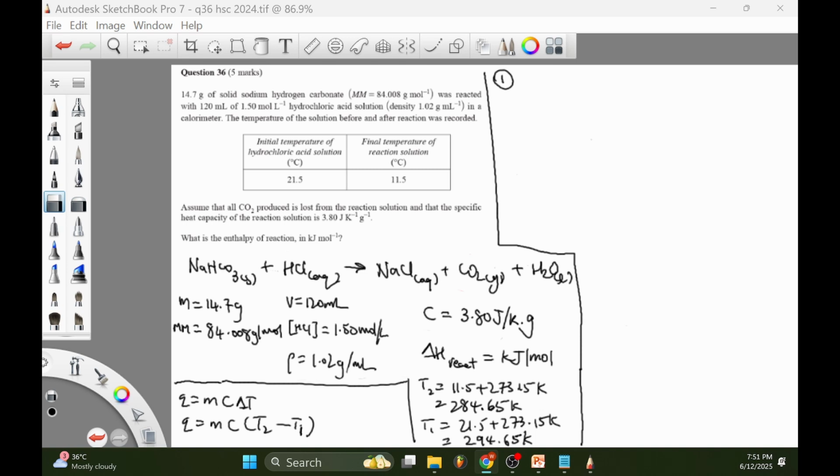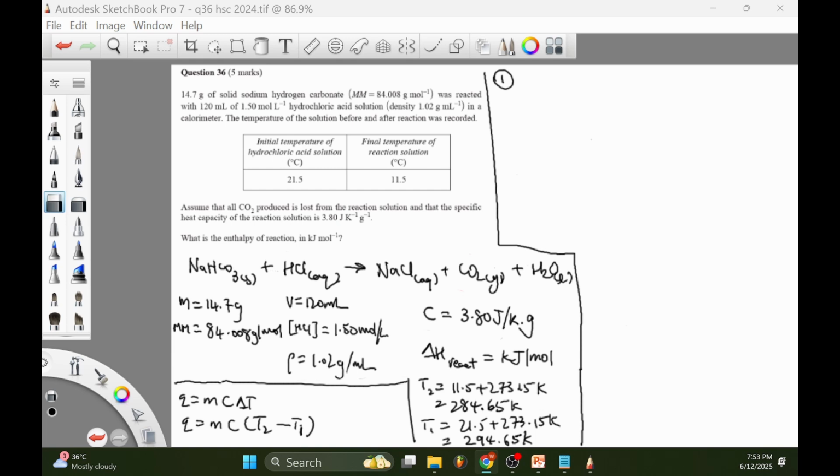We are given the mass of sodium hydrogen carbonate as 14.7 grams. The molar mass is 84.008 grams per mole. The volume of hydrochloric acid is 120 ml with the concentration of 1.50 moles per liter. It also supplied a density, which is 1.02 grams per mL. And then the specific heat capacity of the reaction is 3.80 joules per Kelvin times grams. The temperature of the initial reaction is 21.5 Celsius. The final temperature of the reaction solution is 11.5 Celsius.